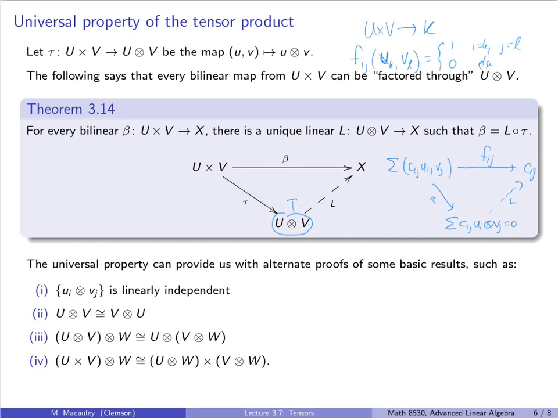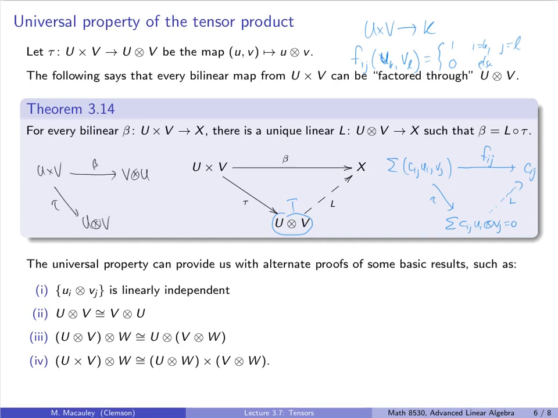We can also prove that u tensor v is isomorphic to v tensor u. Obviously, we do not need the universal property to do that, but it does provide us with a very slick proof. Let me show you how. If we put u cross v here, and we have tau, the map sends it to u tensor v, then remember, we can put anything we want here for x. So let's put v tensor u. And let me call this map beta.